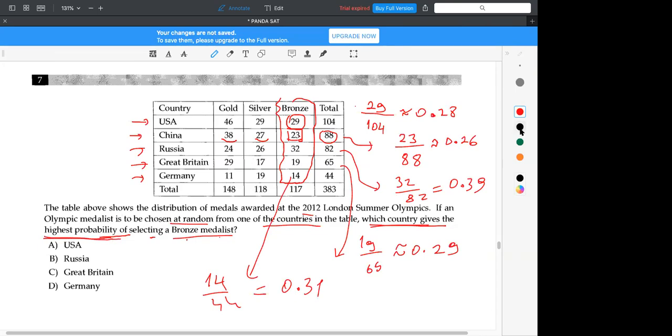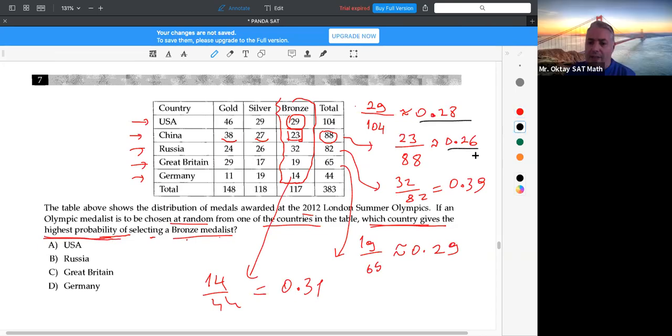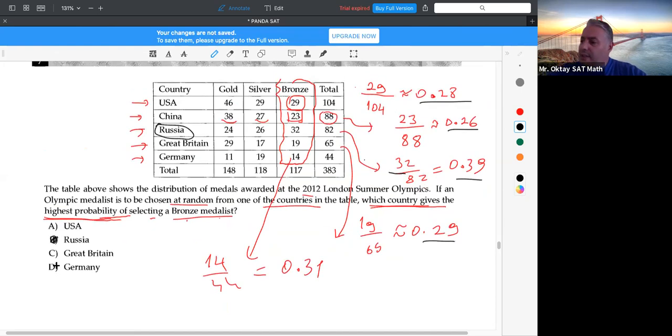Okay, now the question says highest, which means largest, biggest. I think it's Russia. Let's check: 0.28, 0.26, 0.39, 0.29. So 0.39, and it comes from Russia. So do we have it here? Yes, we have. The answer is Russia. That's it. Now, any question for this? No, sir.